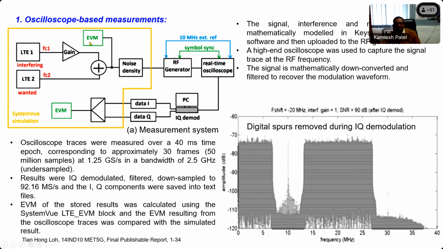Now the value of EVM coming from the simulation and the value coming from the measurement with the oscilloscope are compared. The oscilloscope traces were measured over a 40 millisecond time span, corresponding to approximately 30 frames at 1.25 giga samples per second, in a bandwidth of 2.5 gigahertz, under-sampled. So these two EVMs are compared, and it is a performance comparison.